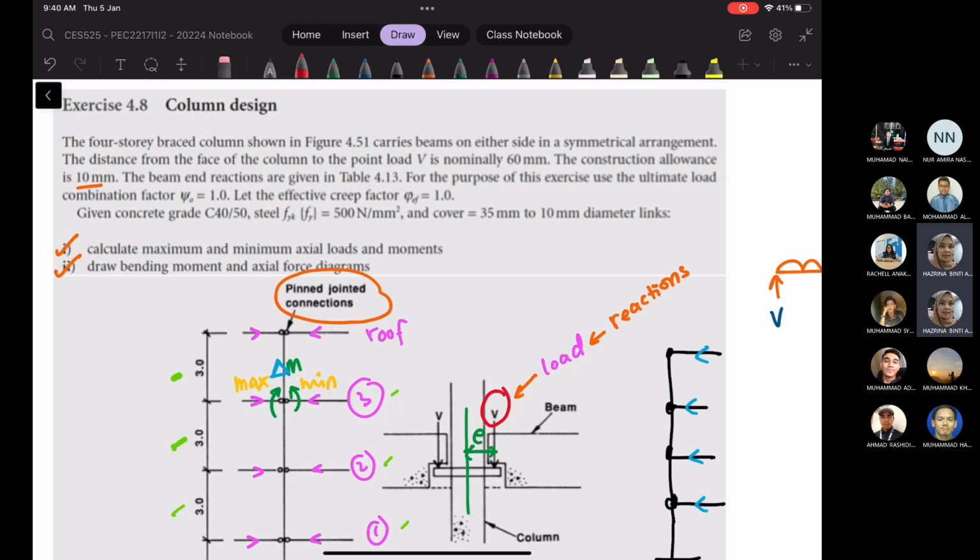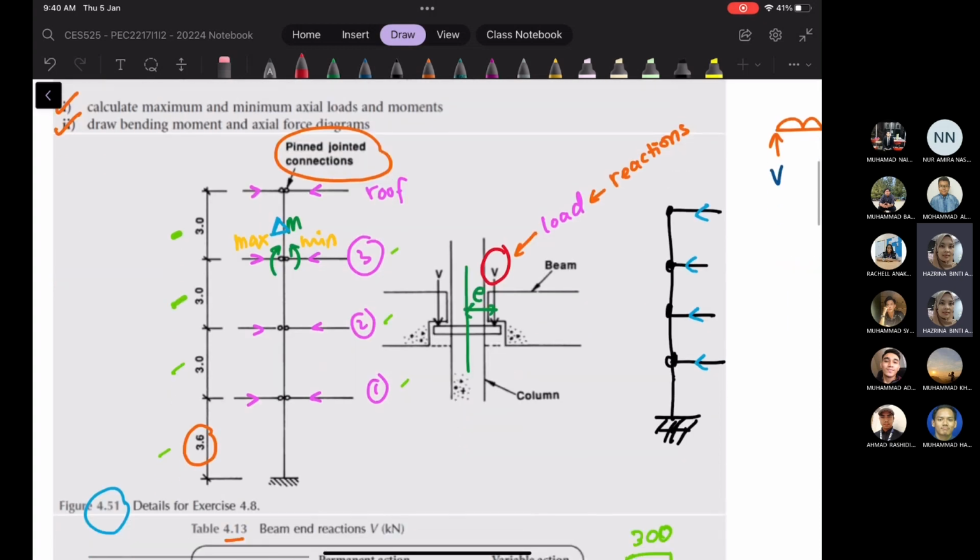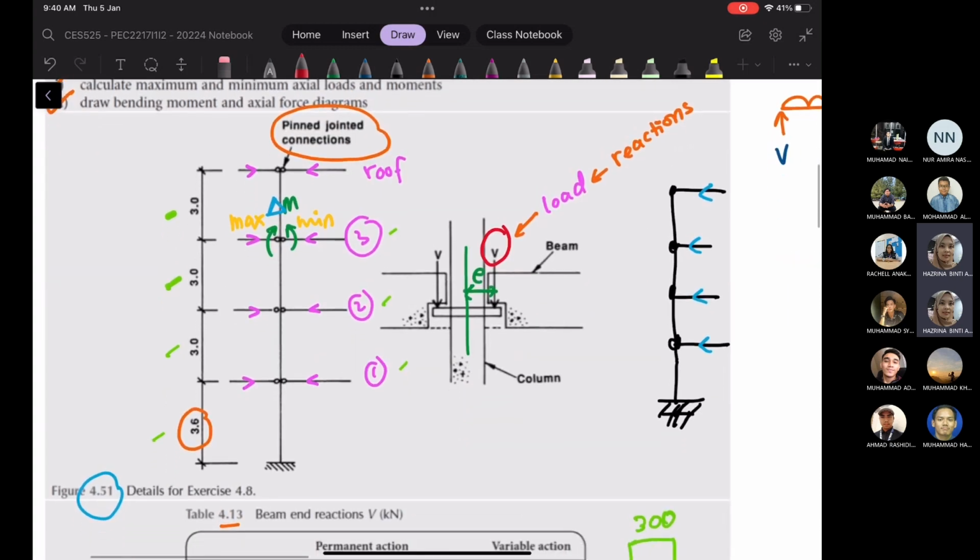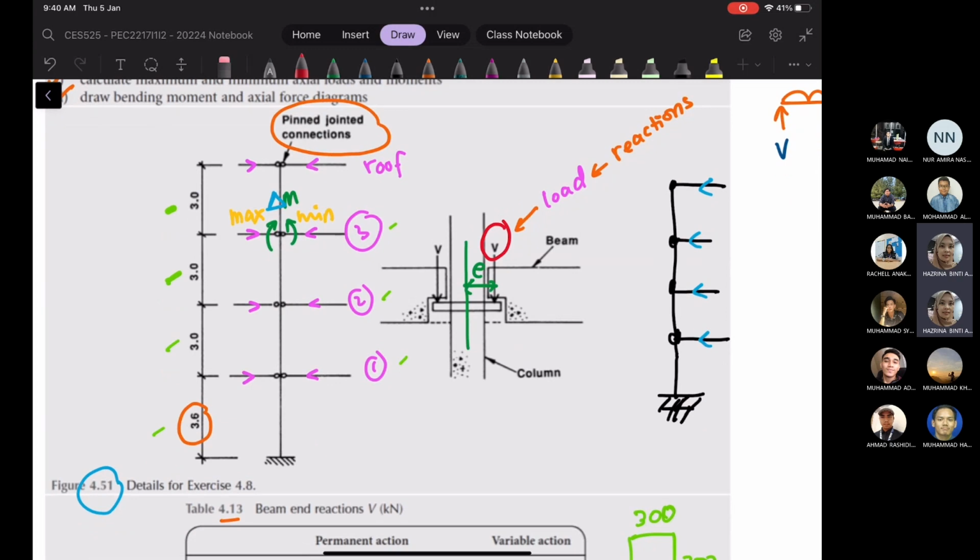So what I'm going to show you here is just on the analysis of the column, right? So calculate the maximum and minimum axial loads and moments. Okay, then draw the bending moment and axial force diagram. Right. Okay, so you can see here that this is our column, right? And it is connected to beams on both sides. Okay, and it is using the pin jointed connection, right? So pin. So bila pin biasanya kita akan letak bulat lah, right? So it means that we are not going to have any moments at that joint, right?